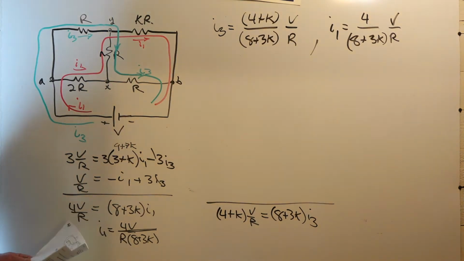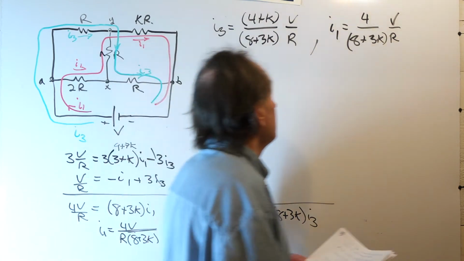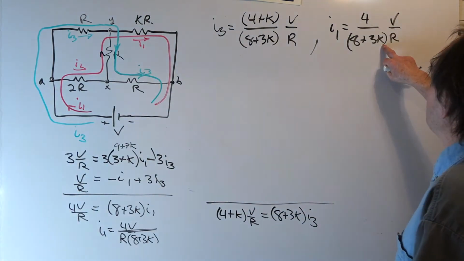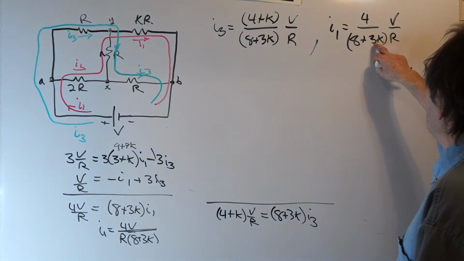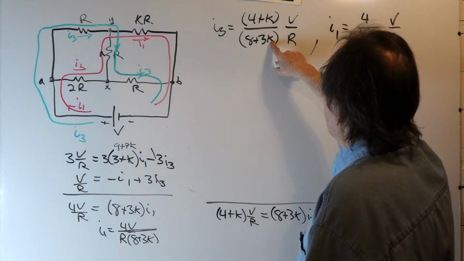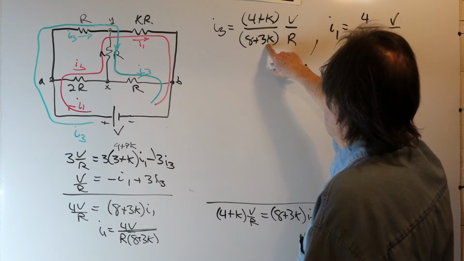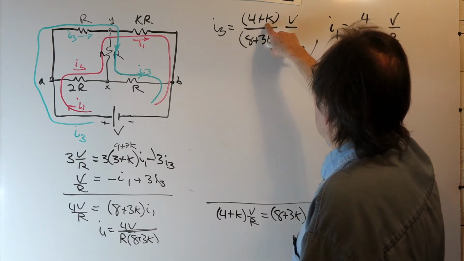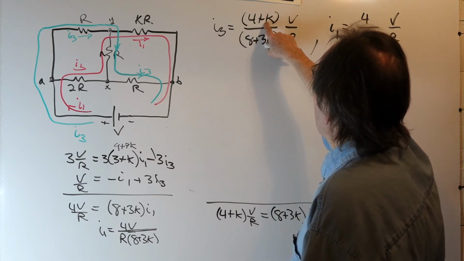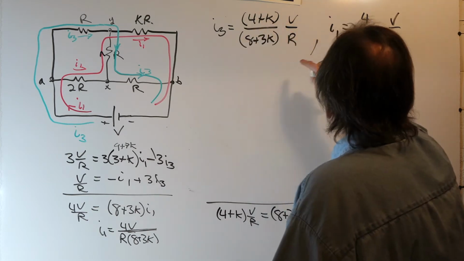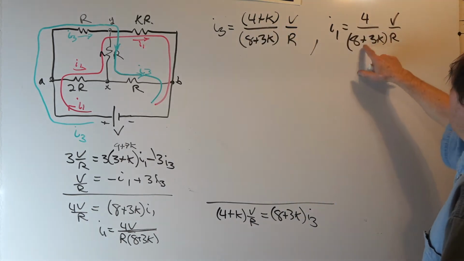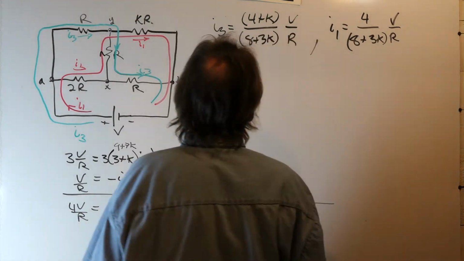Now, let's just check. Remember when K was equal to 5, we had 23 in the denominator? Well, make K equal to 5. 3 times 5 is 15 plus 8. We have 23 R in the denominator, and add 5. 4 plus 5, that's 9V for I3. That's what we had before. And 4V over 23R is what we had for I1.